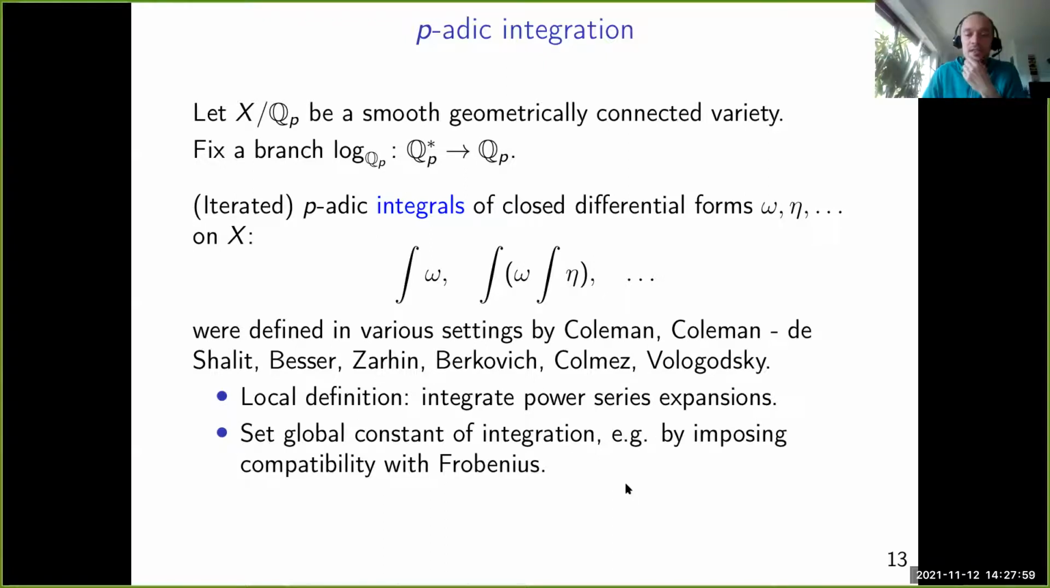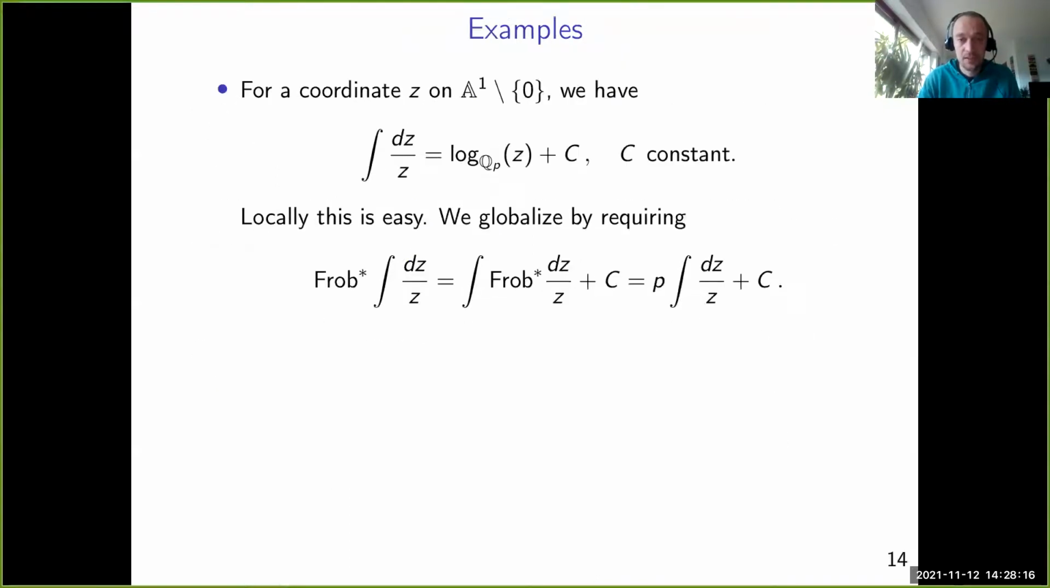Yeah, and so like I said, I'll mostly focus on this construction by Coleman, but all of these other names here have also defined P-adic integrals in greater degrees of generality. Yeah, so here's a very simple example. What do I mean by imposing compatibility with Frobenius?